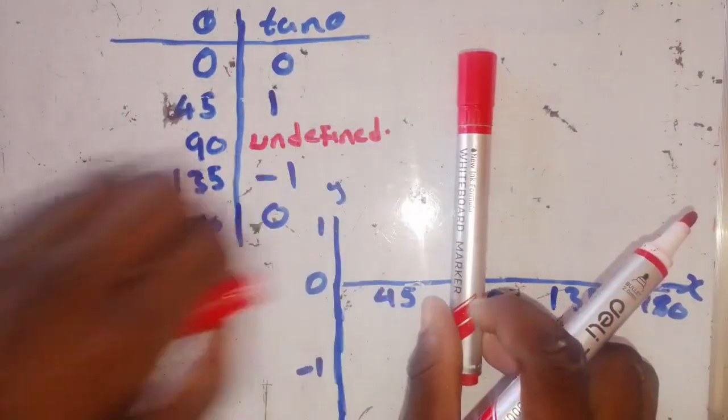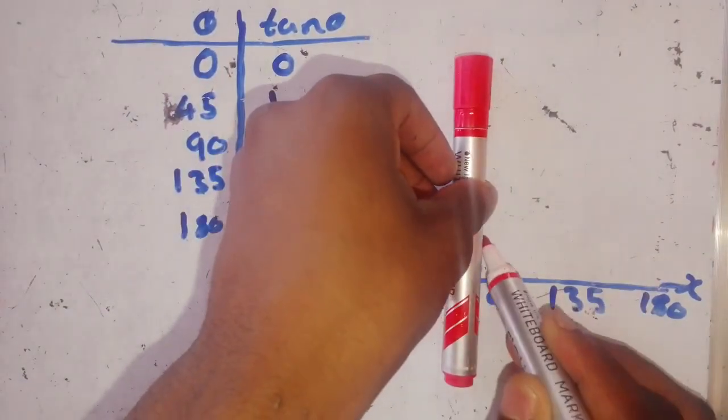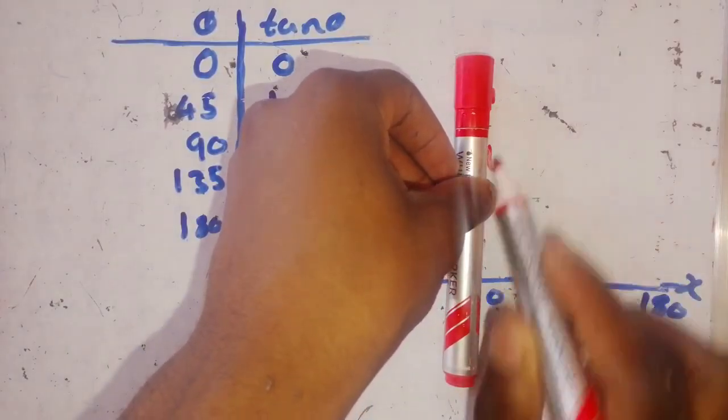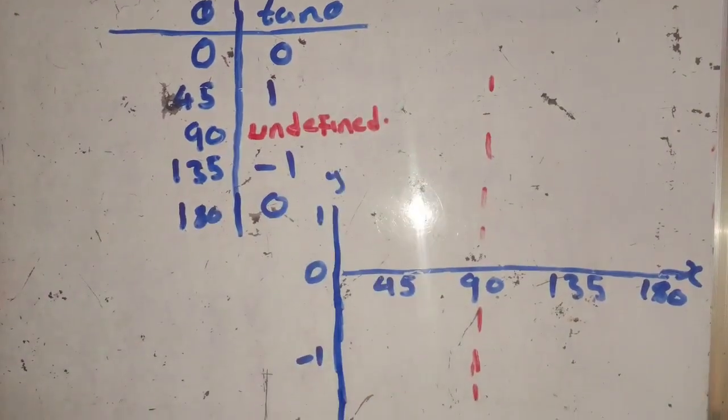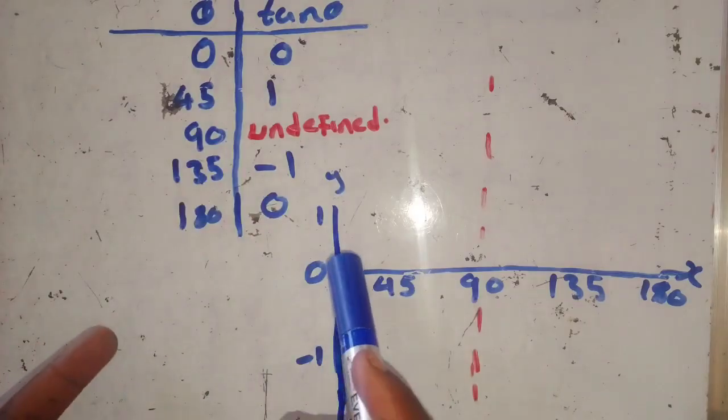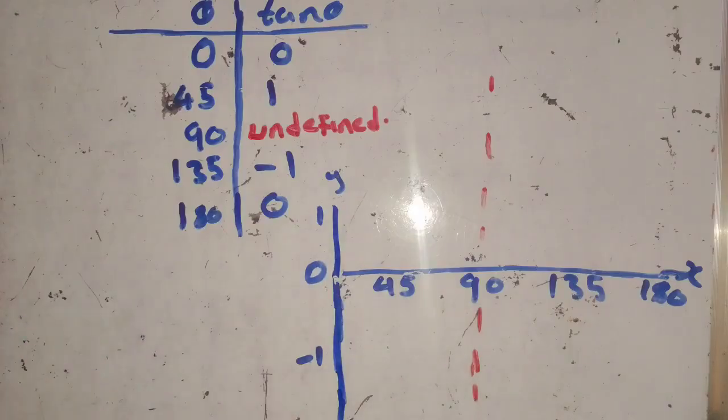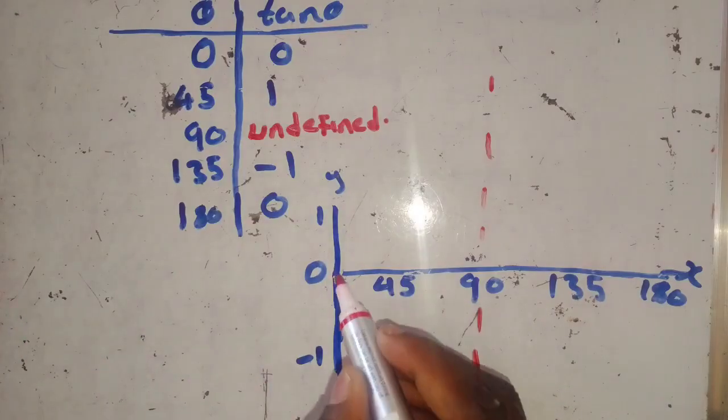So just draw a dotted line. That's the asymptote. If you have another point which is undefined, you also do the same. You draw a dotted line on the same undefined value of x. Then you start graphing. You have 0, 0. Where is 0, 0? It's just where the x-axis and the y-axis meet. So we're going to have 0, 0 here.